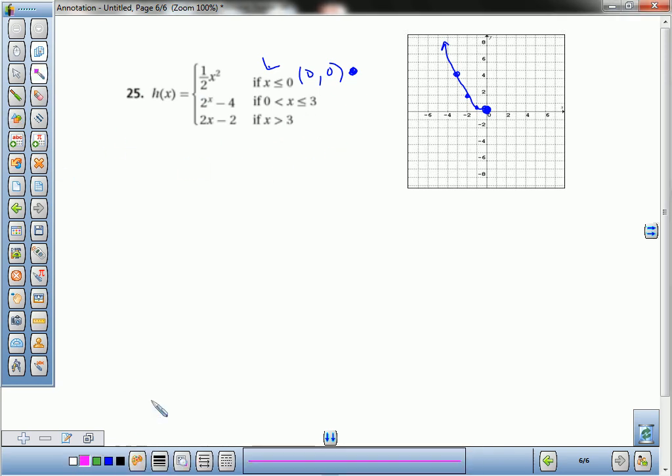Now, the next one. We're going to plug in 0, and we get out -4. We have a start that's open. Then we're going to plug in 3, and we get out 4. We have a stop that's closed. So we have one at (0, -4). 1, 2, 3, 4. Okay, and we're open there. And then we have a closed at 3, 1, 2, 3, 4.